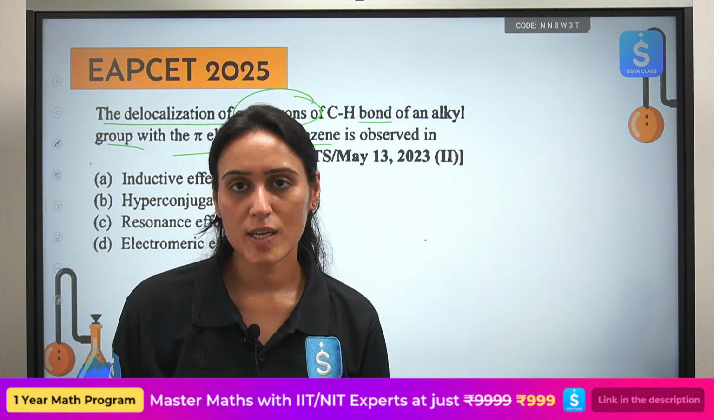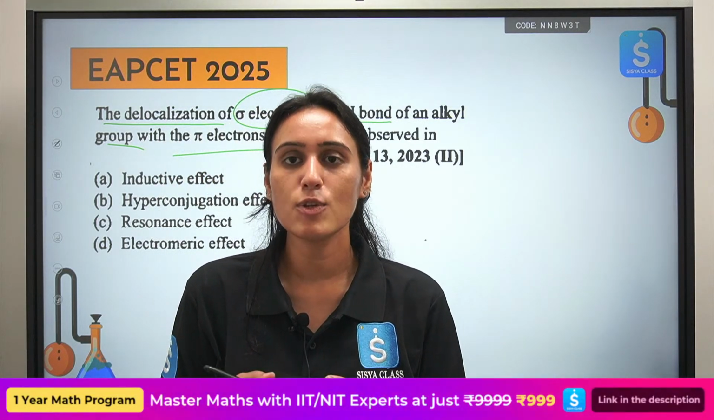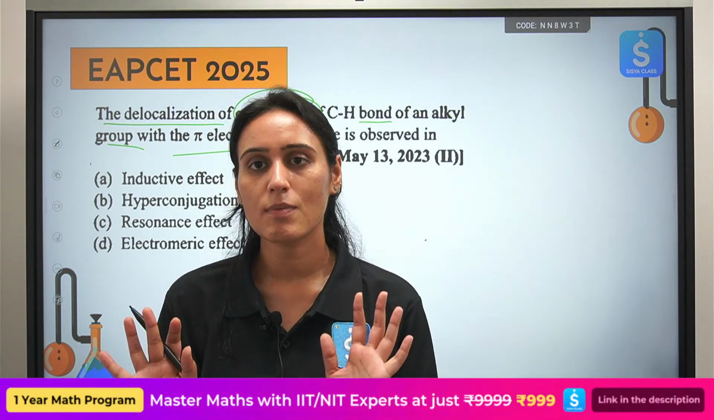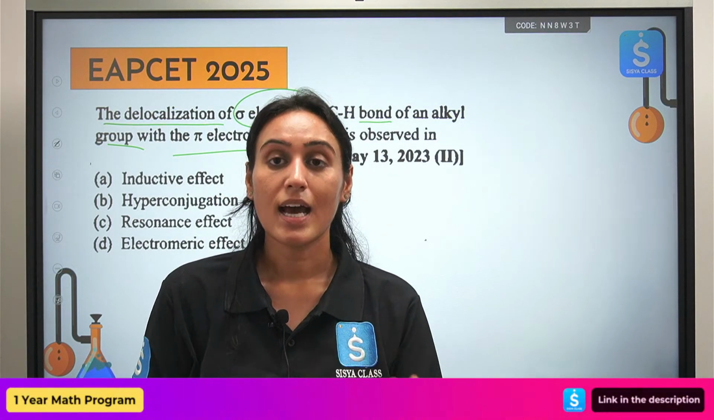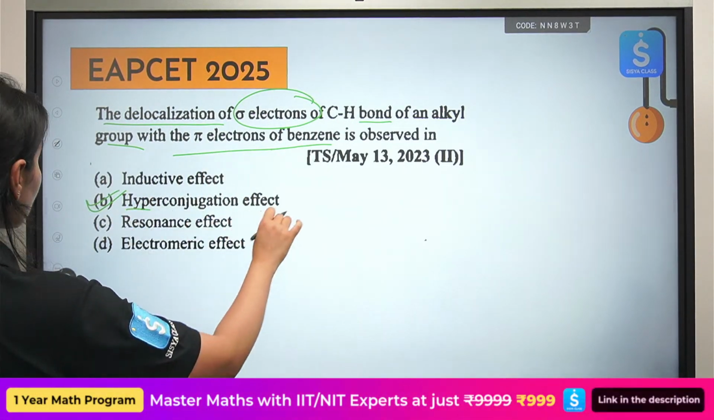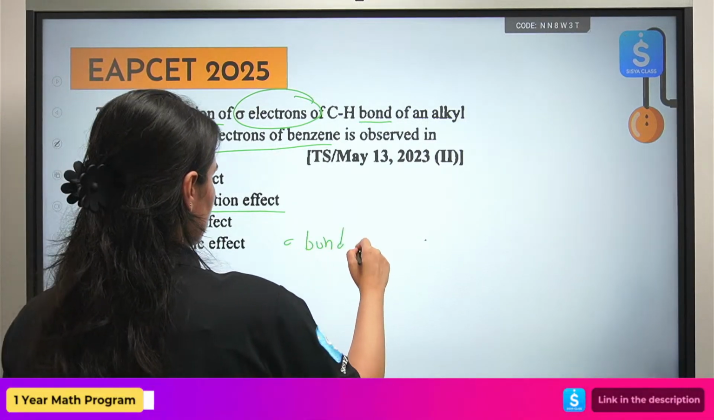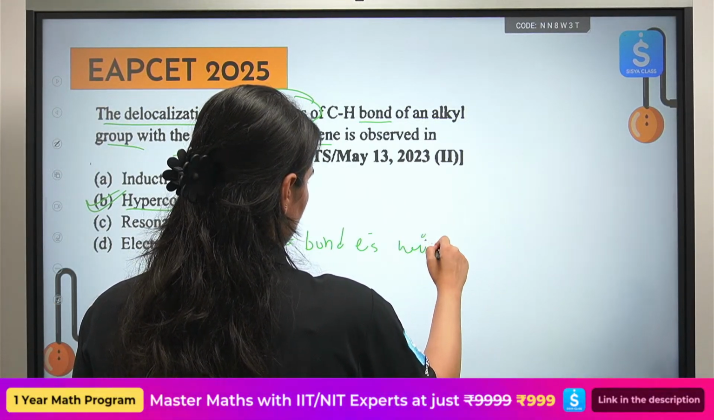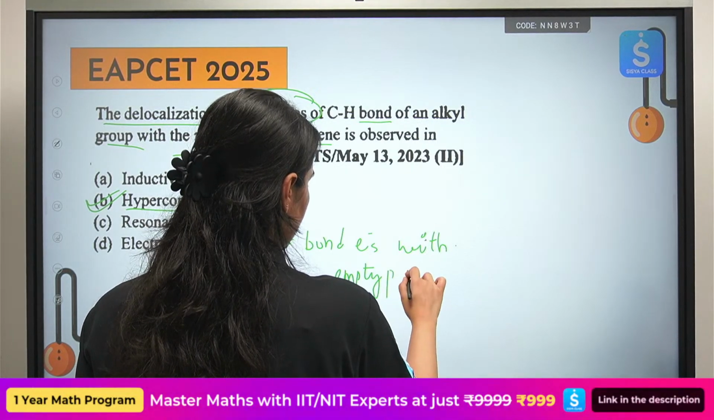Then in case of resonance, there is delocalization, but of pi bonds or lone pair of electrons, not sigma bonds. So we can leave resonance also out of the picture. Okay, what is left now? Hyperconjugation. In case of hyperconjugation, there is delocalization of sigma bond electrons with empty p orbitals.